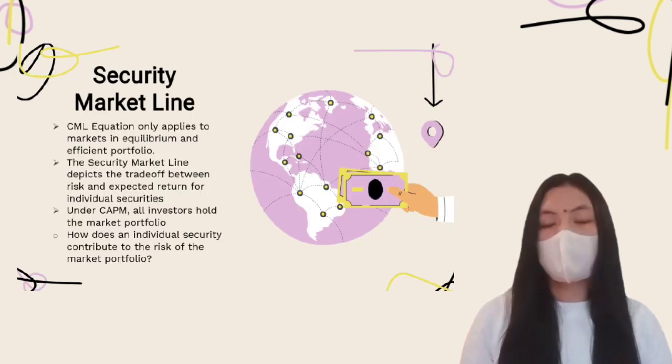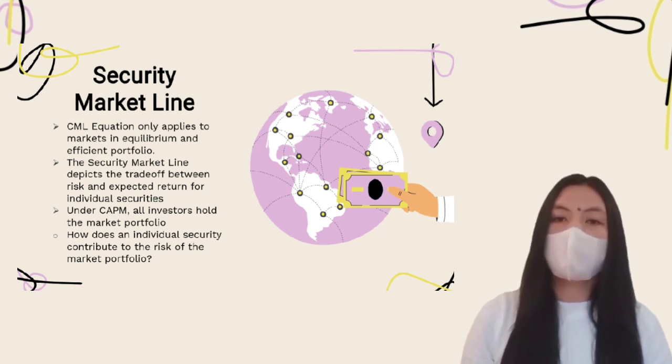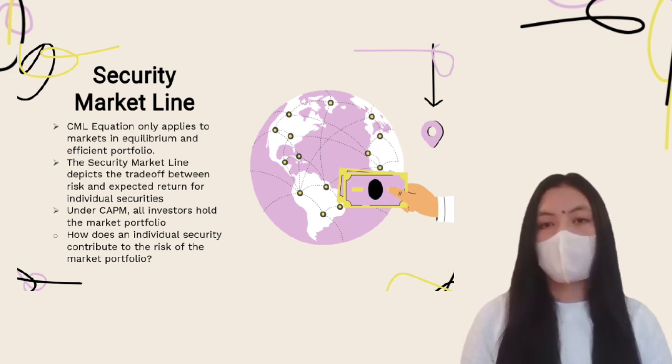Security market line. Dito naman po is nilalarawan ng security market line ang trade-off sa pagitan ng panganib o inaasahang pagbabalik para sa mga individual na security. Hawak ng lahat ng namumuhunan ang portpolyong merkado o paano makakatulong ang isang individual.